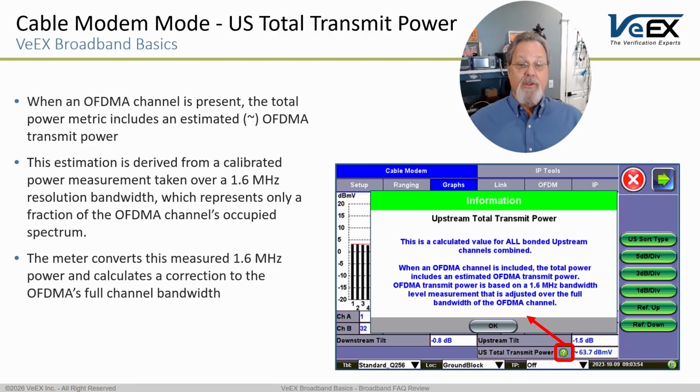We introduced this field when MSOs began upgrading their networks to high split return paths and noticed that after adding the new upstream channels, many cable modems were struggling to maintain connectivity. The total upstream transmit power level field provides a way to measure the combined power across all upstream channels, making it easier to identify when the system needs adjustment to support the increased channel load.